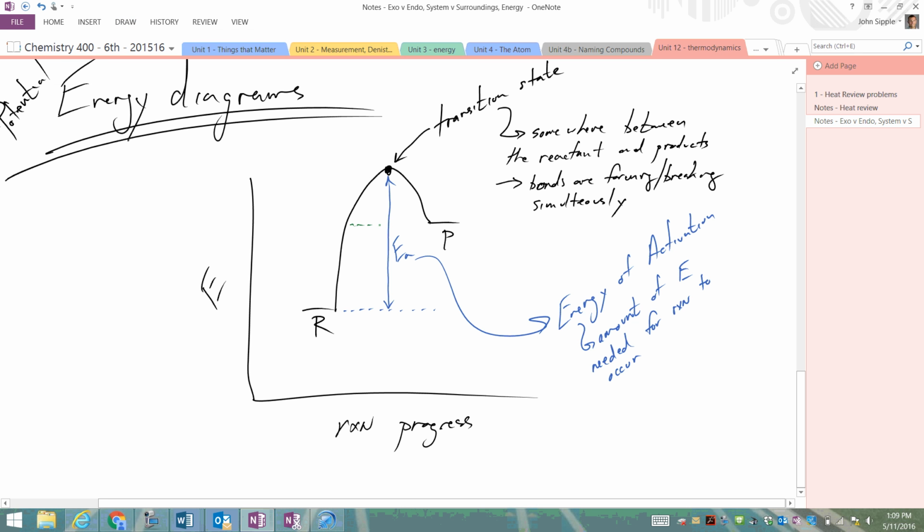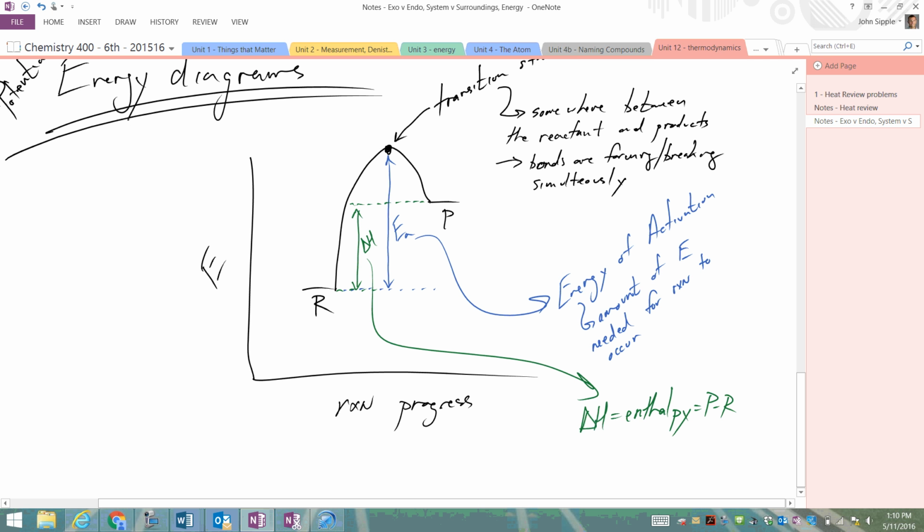Going from reactants to products, there is also this little difference right here. You guys remember what that is? Delta H, yes. We're going to talk about Delta H a little more tomorrow. Delta H is enthalpy, and it is products minus reactants. It is typically expressed in kilojoules per mole.